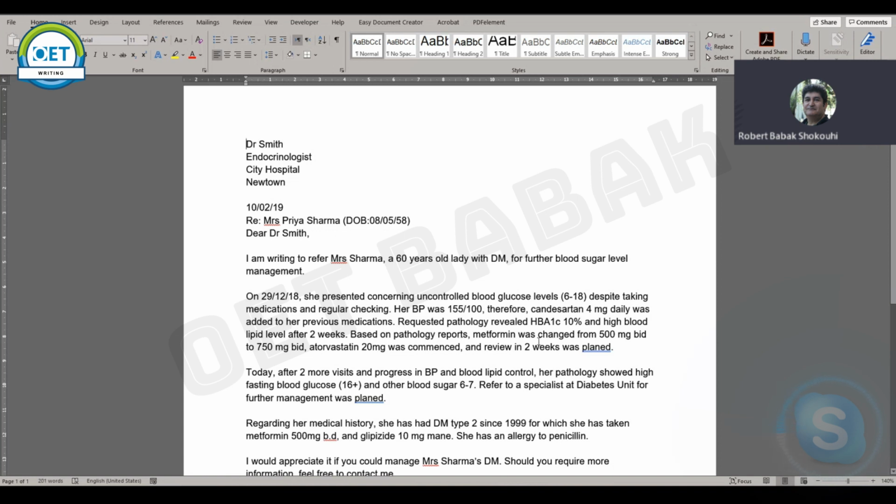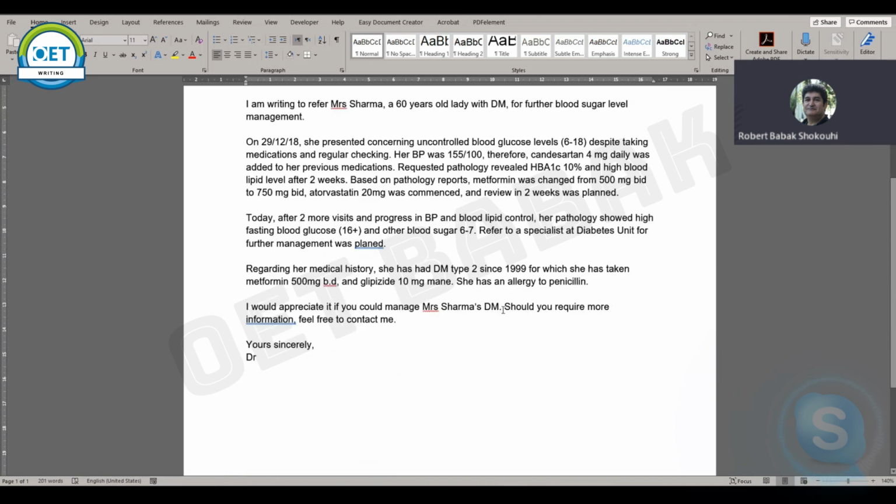Requested pathology revealed HbA1c 10% and high blood lipid level after 2 weeks. Based on pathology reports, metformin was changed from 500 to 750 BID. Atorvastatin was commenced and review in 2 weeks was planned. Okay. Today, after 2 more visits and progress in BP and blood lipid control, her pathology showed high fasting blood glucose and other blood sugar 6 to 7. Refer to a specialist at diabetes unit for further management was planned.